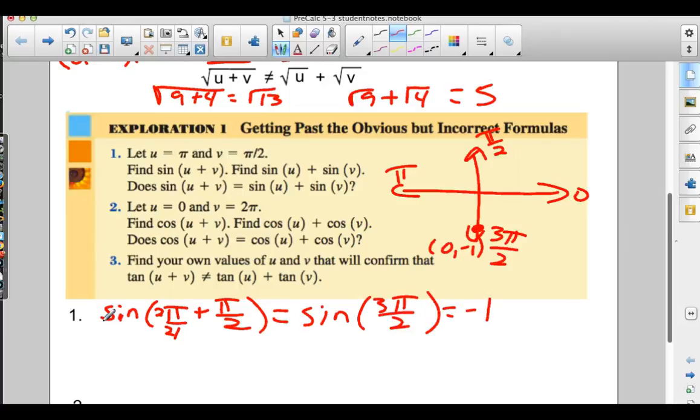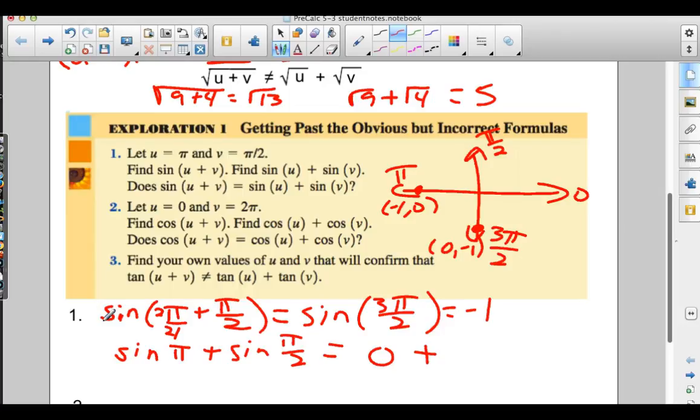would be negative 1. And then it says, you know what, let's just find the sine of u, figure out what it is, and add that to the sine of v. So the sine of pi plus the sine of pi over 2. Well, the sine of pi is 0.